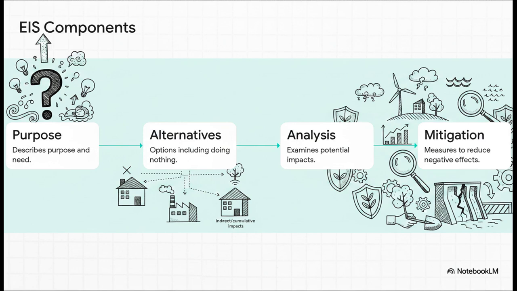It starts by identifying the project's purpose and need, basically, why are we even doing this? Then, it outlines alternatives, and this is key. The alternatives almost always include the option of doing nothing at all. You need that for a baseline comparison. From there, it dives deep into analyzing direct, indirect, and cumulative impacts, all the way through to proposing mitigation measures.